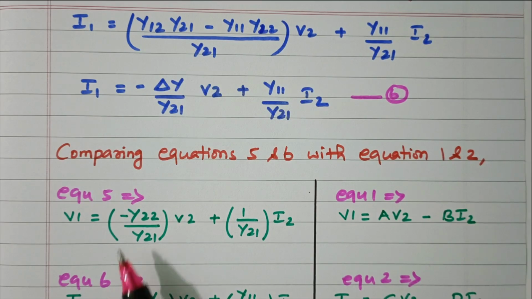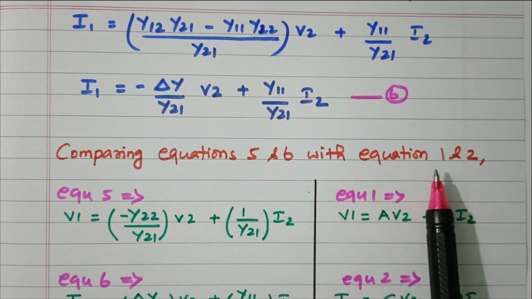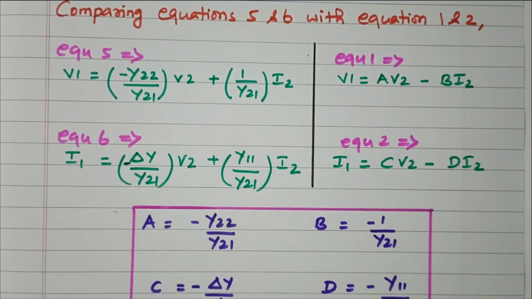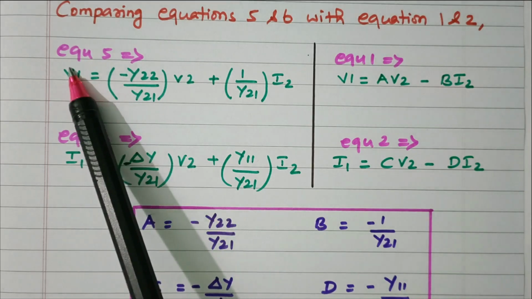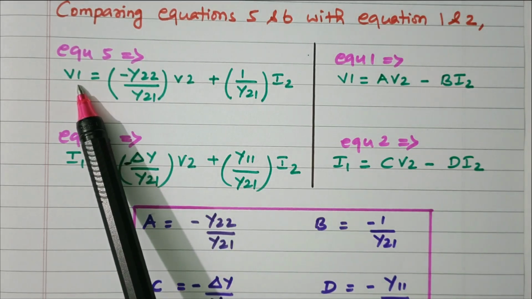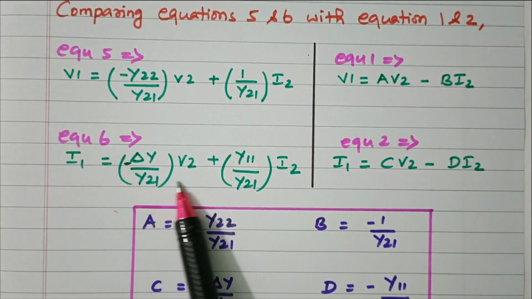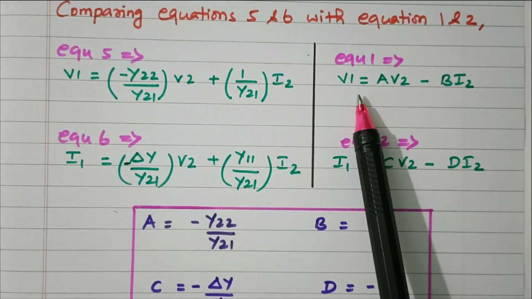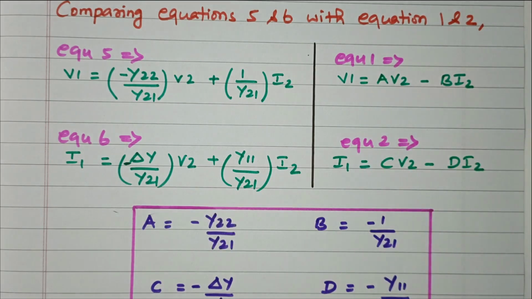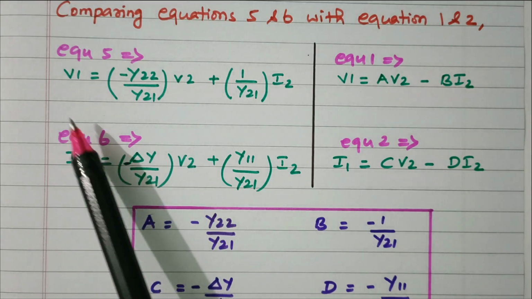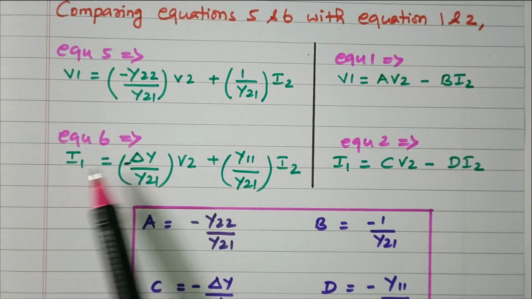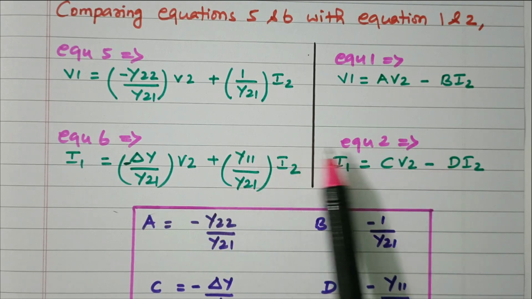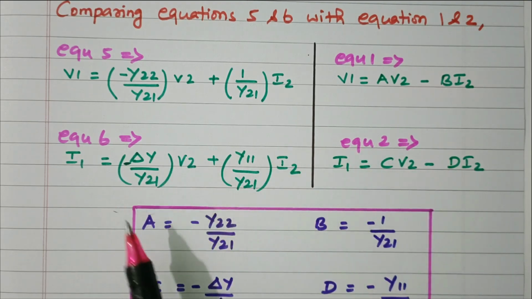Now we are going to compare equations 5 and 6, which we rewrote, with equations 1 and 2, so that we get the relationship. What is equation 5? This is nothing but V1, which we rewrote. Equation 6 is I1, which we got earlier. Then equations 1 and 2 are the general equations of the transmission parameters. Equations 5 and 6 are given as V1 and I1, and in equations 1 and 2 also V1 and I1. So we can compare the coefficients of equations 1 and 2 with equations 5 and 6.